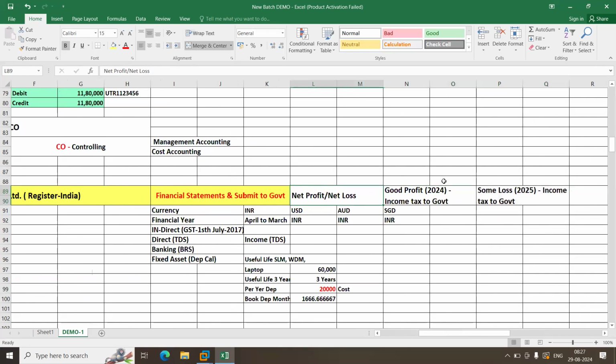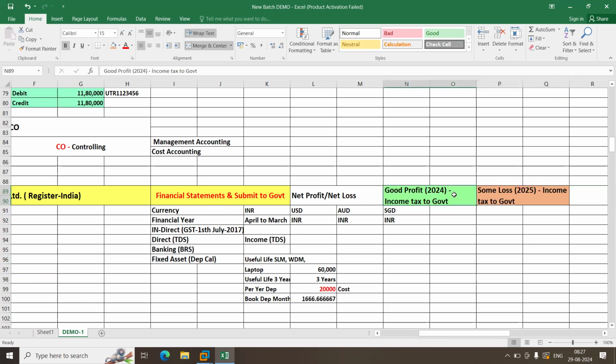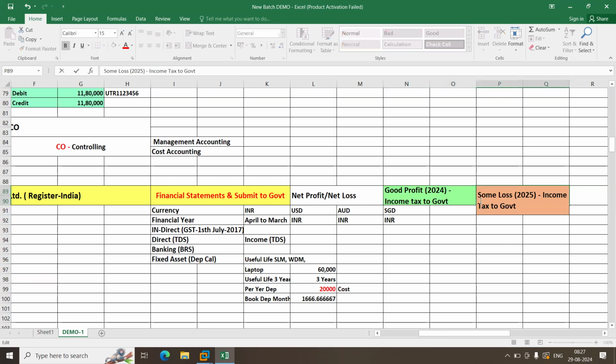So at the end of the financial year, if you are getting good profitability, then you have to pay income tax to the government. If your company is running losses, you don't need to pay any income tax to the government. But as a management, both are important, right? As a management, I'm running the company. If it is running good profitability, that is important for me, and if it is running losses, that is even more important.